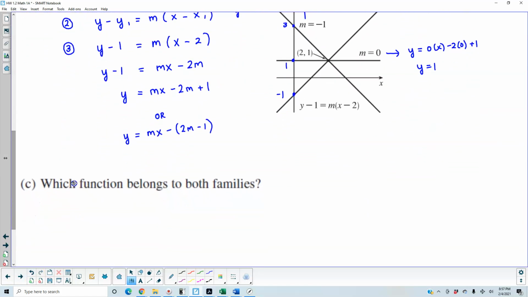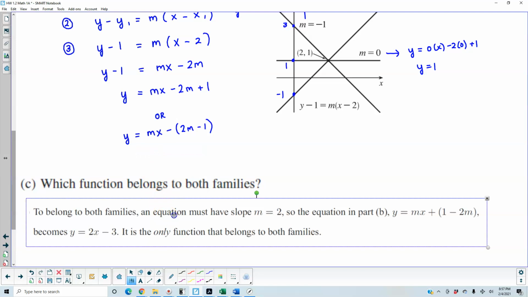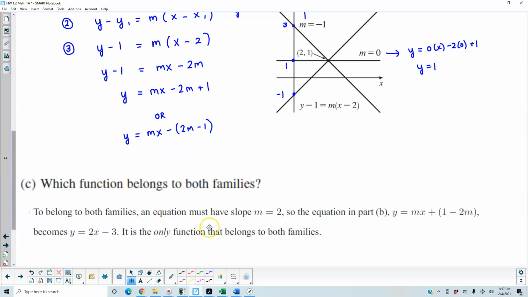Last question says part C, which function belongs to both families? Well, to belong to both families, an equation must have a slope of m is equal to 2. So the equation in part B, where y is equal to mx plus 1 minus 2m, becomes y is equal to 2x minus 3. It is the only function that belongs to both families.